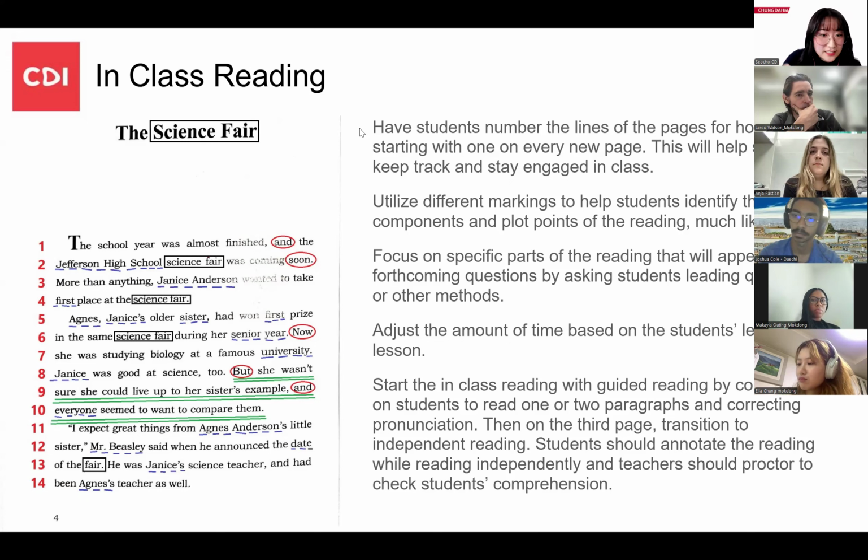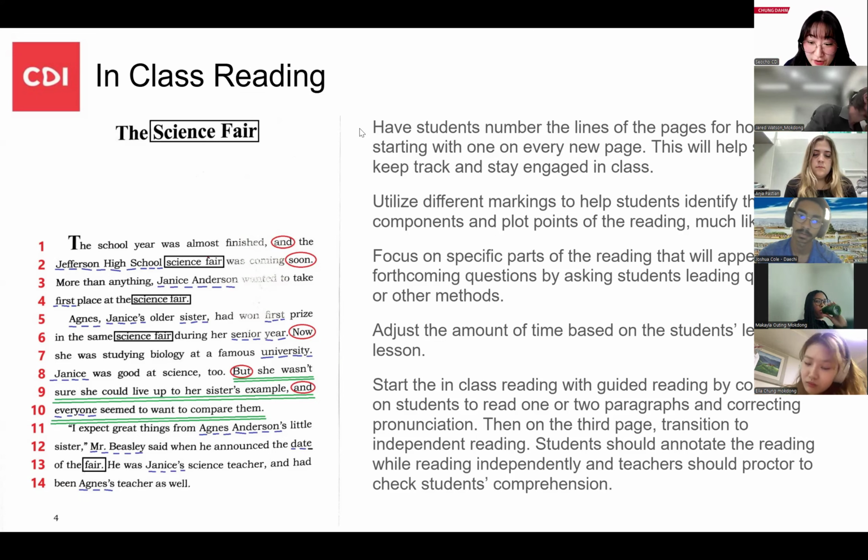So normally I start this part of the class by asking students to read. You can cold call on them. You can do popcorn reading. Depending on the level, I'll just do one or two paragraphs. Maybe if they're a little higher, maybe half a page. And that's really up to you.